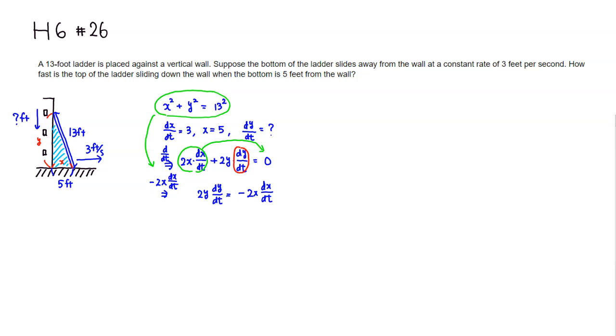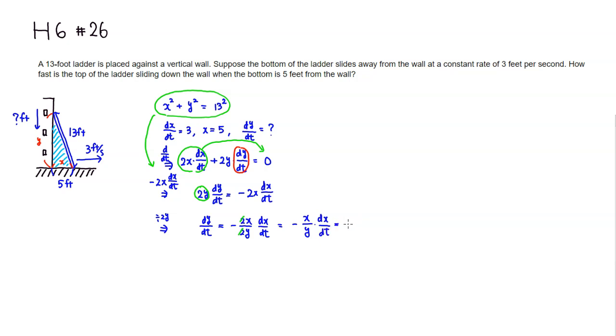Then we can get rid of 2y by simply dividing through by 2y. So dividing through by 2y, we get dy over dt is equal to negative 2x dx over dt, divided by 2y. We can cancel out the 2 on top and the 2 on the bottom. So we end up with negative x over y times dx over dt.